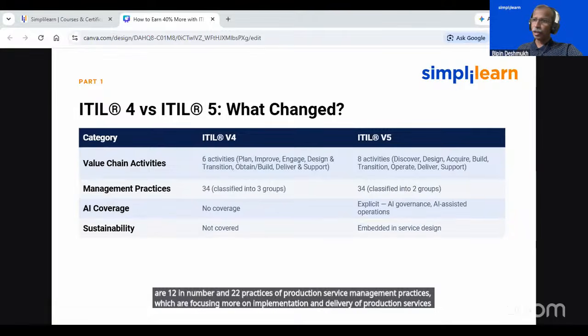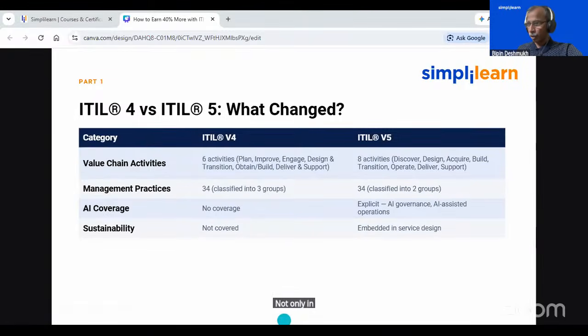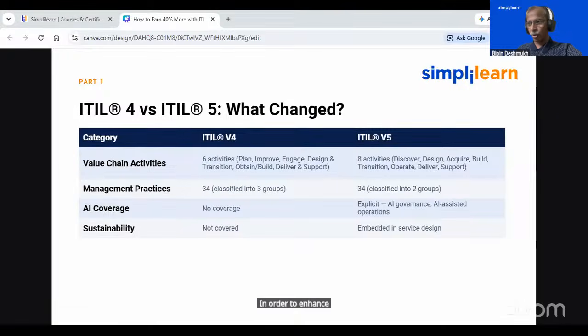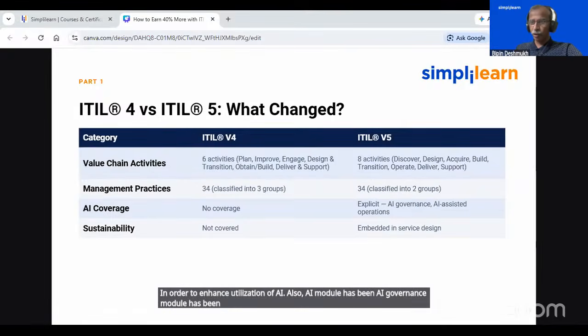AI coverage has been included quite a lot, not only in guiding principles, but in governance, also in the continual improvements, also in the value chain activities. It has been included in all the facets and components of the value system in order to enhance utilization of AI. Also, an AI governance module has been separately created. We'll look at it shortly as well.